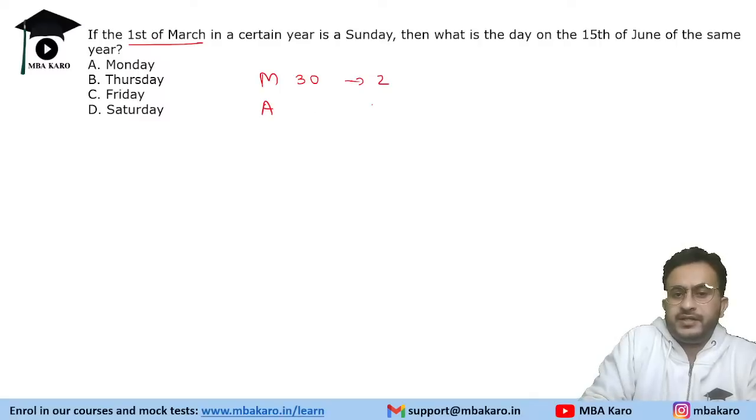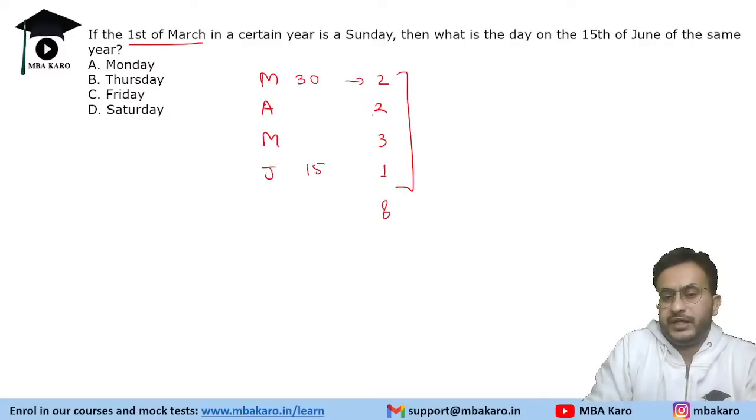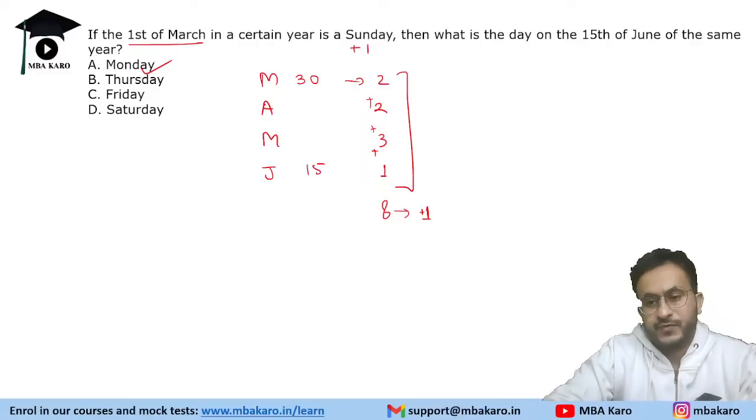In April, there will be two odd days because a total of 30 days are there. In May, there are three odd days. In June, we have to go till 15, right? So that means one odd day. So in total, we have to go 8 days, right? 8 days means one odd day. So add one to Sunday, that will be a Monday. Okay.